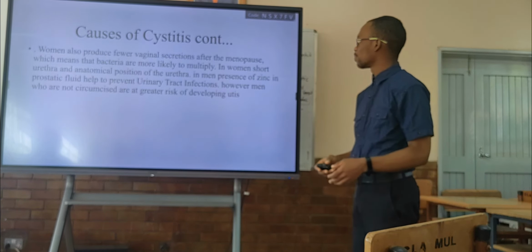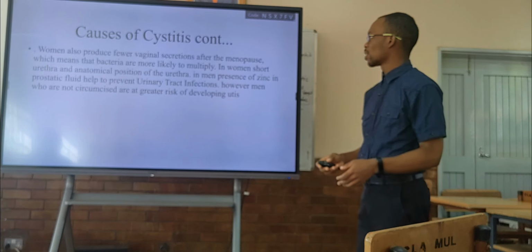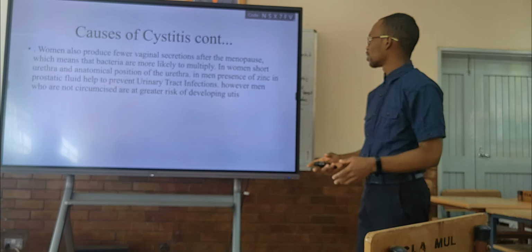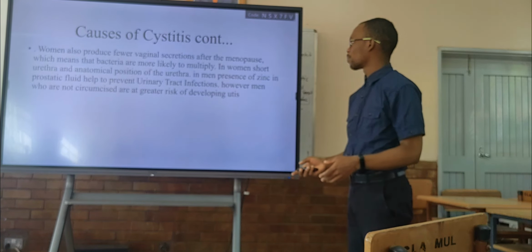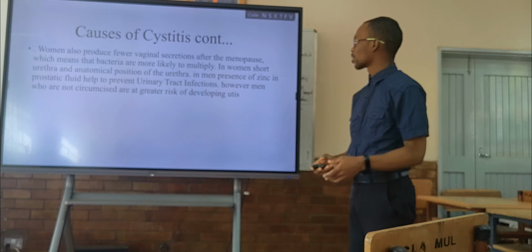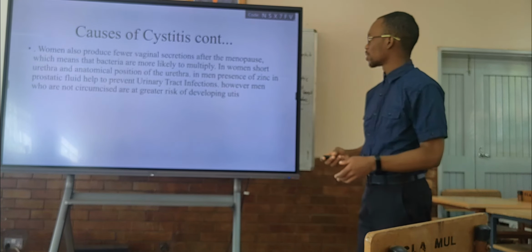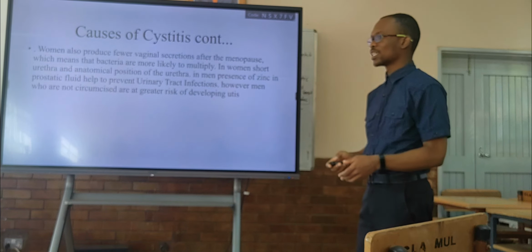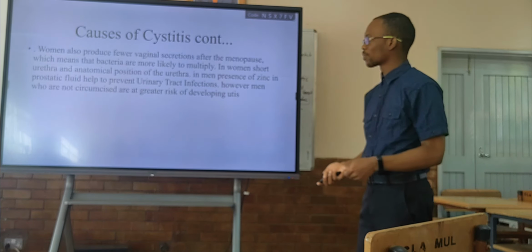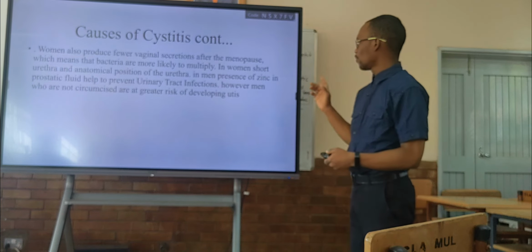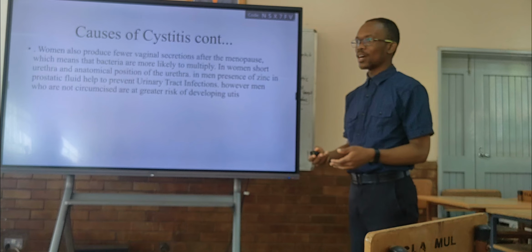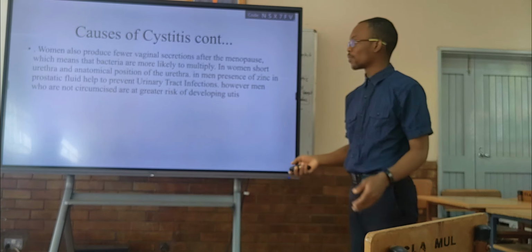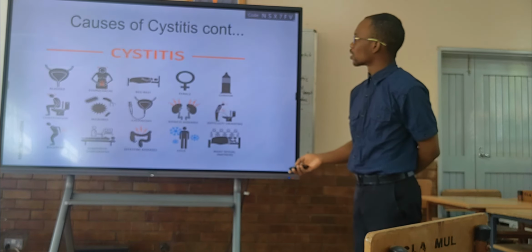In women, the anatomical position of the urethra is short. In men, there is a presence of zinc in prostatic fluid to prevent urinary tract infection. However, men who are not circumcised are at greater risk of developing UTI, that's urinary tract infection, because of the foreskin. So this is a diagram of some of the causes.